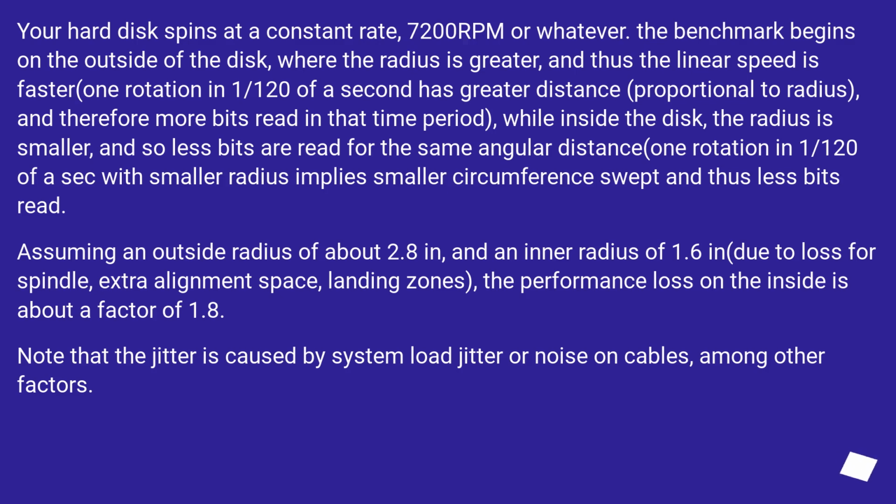Assuming an outside radius of about 2.8 in, and an inner radius of 1.6 in due to loss for spindle, extra alignment space, landing zones, the performance loss on the inside is about a factor of 1.8. Note that the jitter is caused by system load jitter or noise on cables, among other factors.